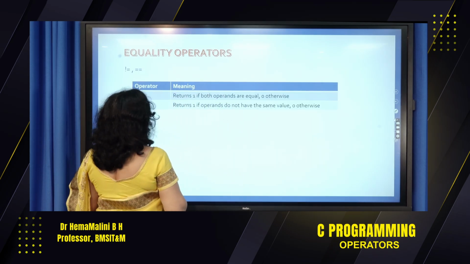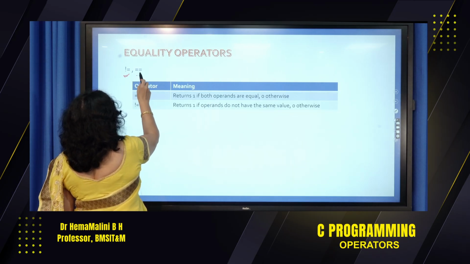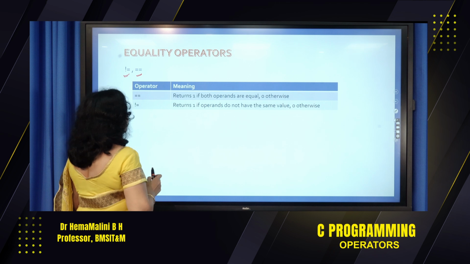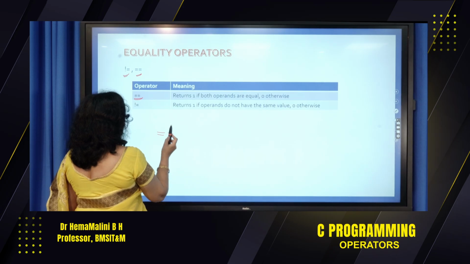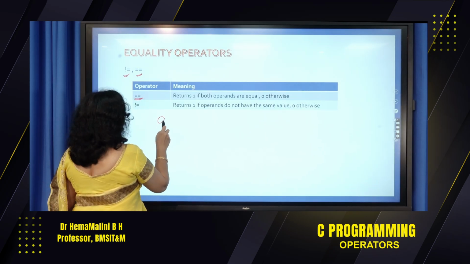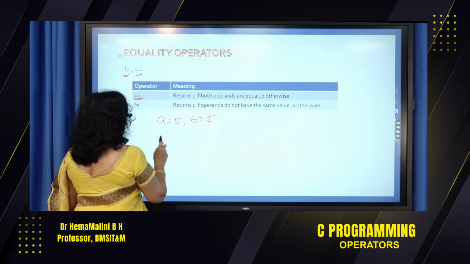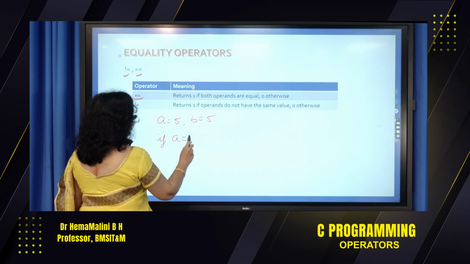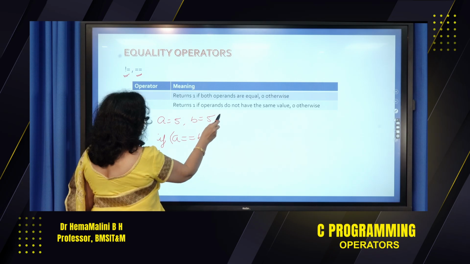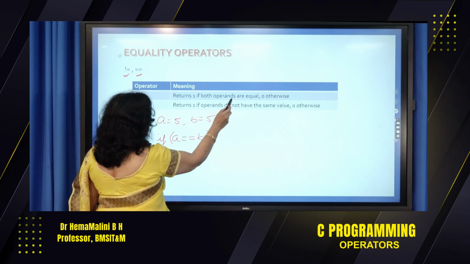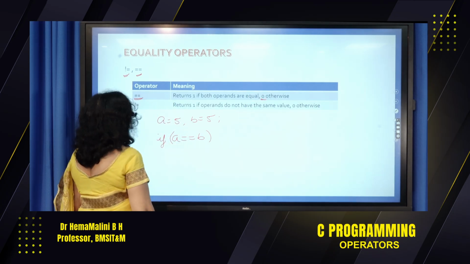Next we have equality operators. So this is not equal to, this is equal to. So let us see one by one. Double equals means this is comparison operator. So let me take A equal to 5, B equal to 5. Say if I want to check if A equal to B. Now, A is 5, B is 5, so both are equal. In this case, this returns a 1, otherwise it is going to return 0.